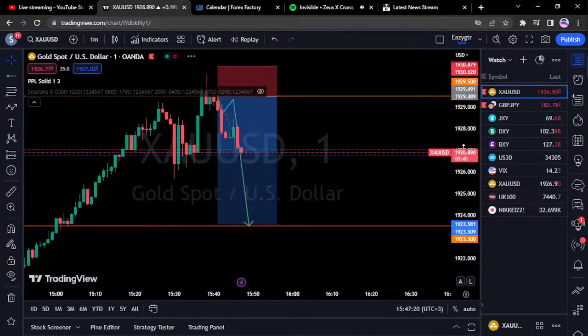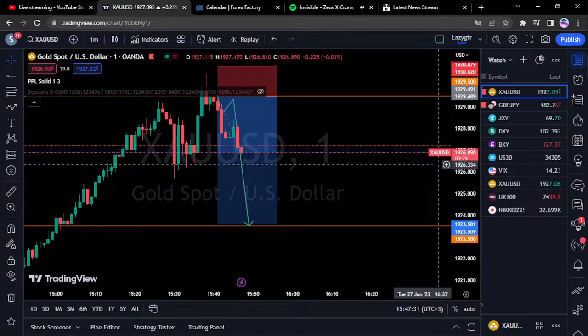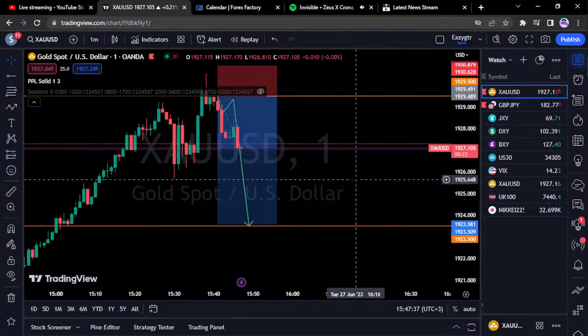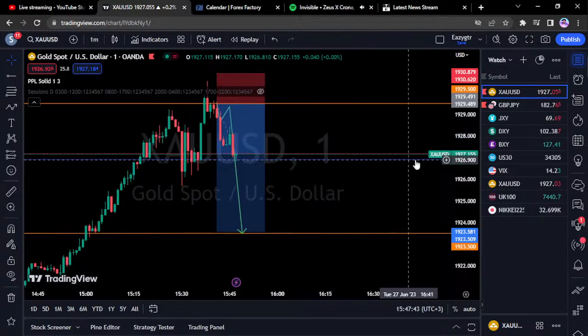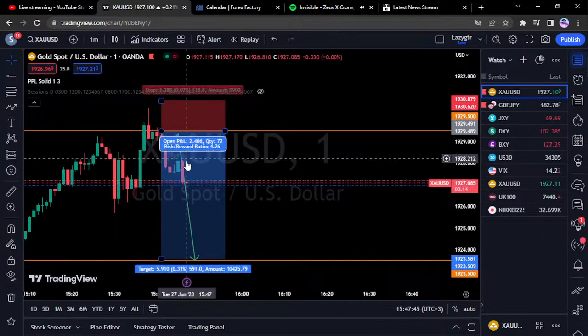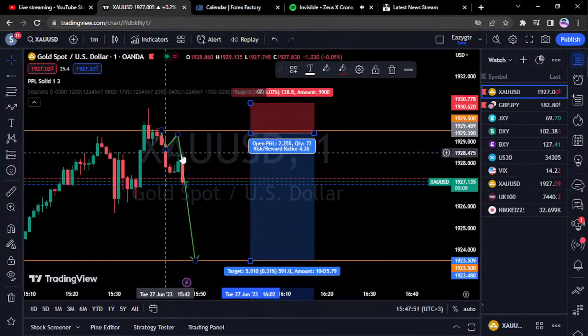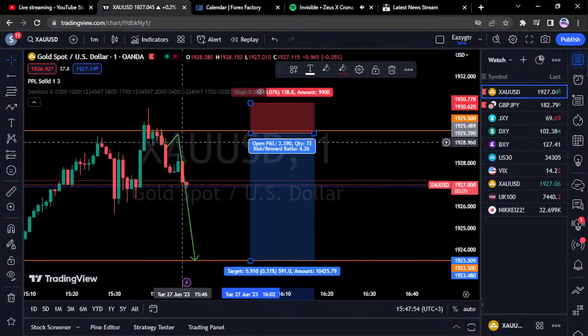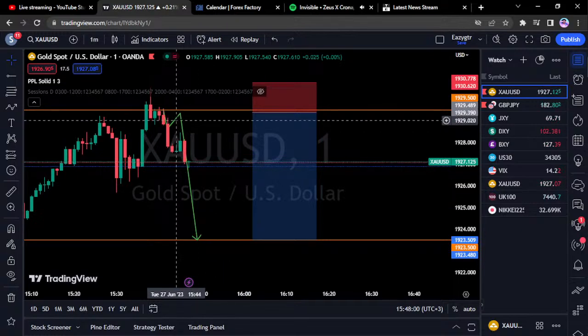So gold is doing its thing. The only way I'm looking to manage this gold sell is if we start... So this was our analysis: close below 1929.50 for sellers to drive to 1923.50. So we are done with that.